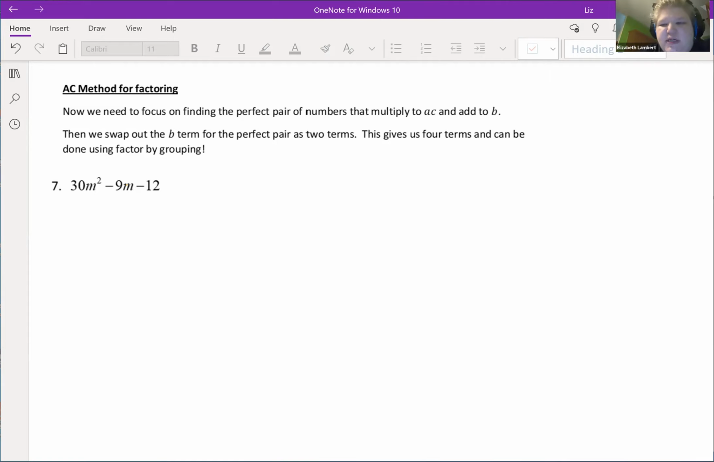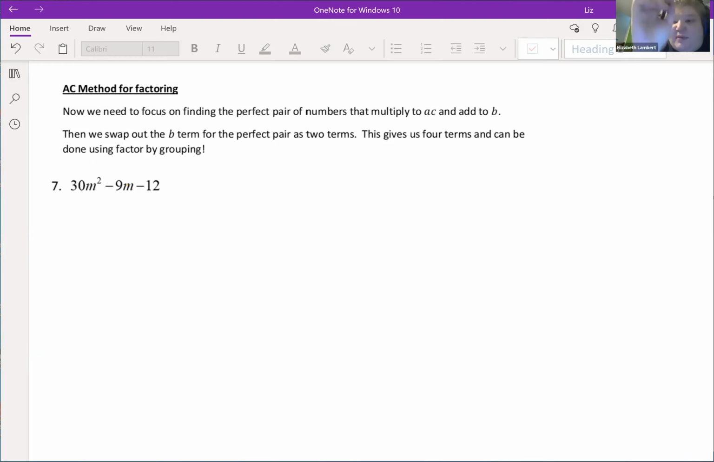Now this one, the directions will say something like factor completely. Whenever you see the word completely with factoring, 9 times out of 10, it is a common factor in all the terms. Factor it out first so your numbers are smaller. We could still work this with the bigger numbers, but if you look, our AC pair is 30 times negative 12, which would be negative 360. We can find the pair, it's just huge.